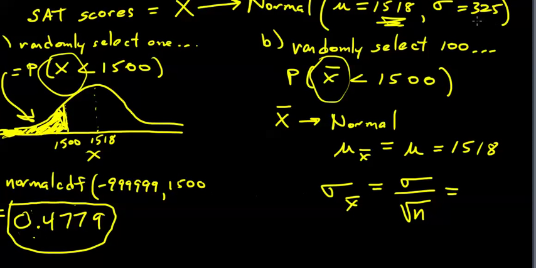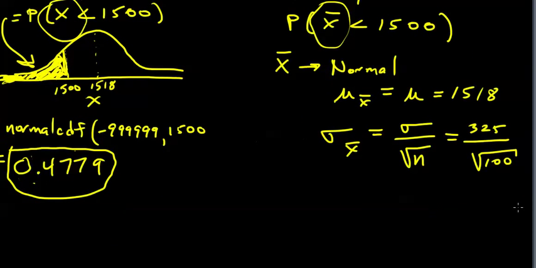Now the original SD, you recall, was 325, and the sample size was 100. So I want to divide this by the square root of 100. Of course I can easily do this in my head. Square root of 100 is 10. If I take 325 divided by 10, I get 32.5.